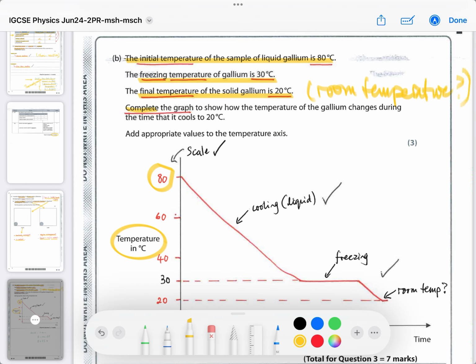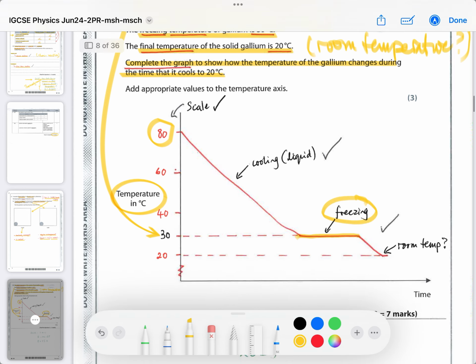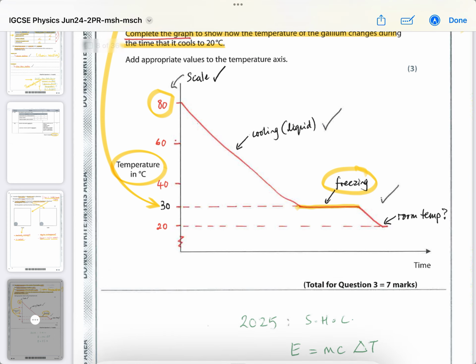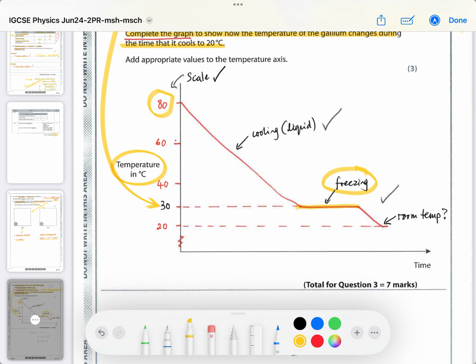But complete the graph to show how the temperature of the gallium changes during the time it cools to 20 degrees centigrade. So the main thing is at 30 degrees centigrade, it freezes. And while it's freezing, you run a horizontal line. So the freezing portion will be a marking point that it's going to be horizontal. And then the cooling bit here could be a straight line or it could be a curve.